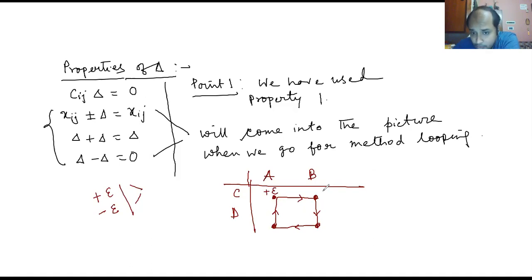Suppose during the method of looping, this cell was allocated with allocation delta, then I have to write delta minus epsilon. And suppose this allocation was delta prime, then I have to write delta prime plus epsilon. And suppose this is my 5, then I have to write 5 minus epsilon. And then we consider the minimum of these.